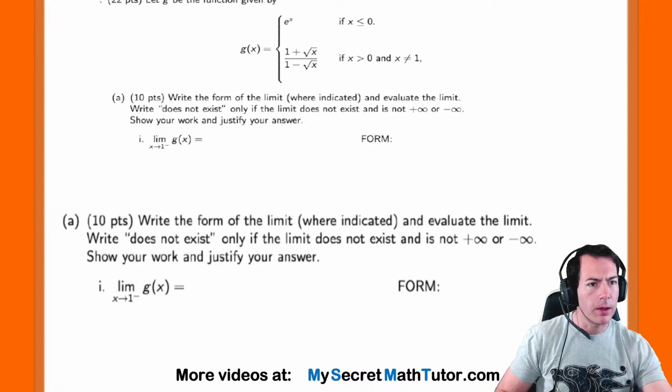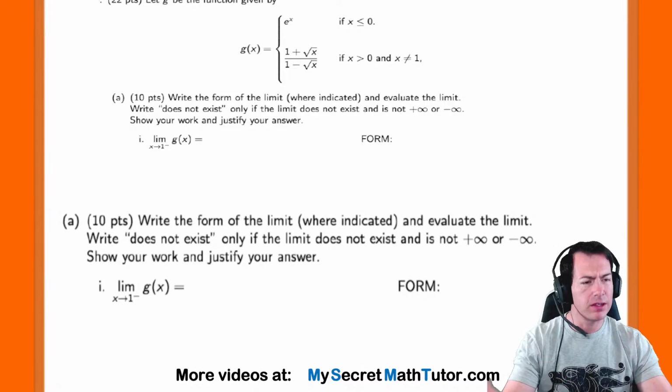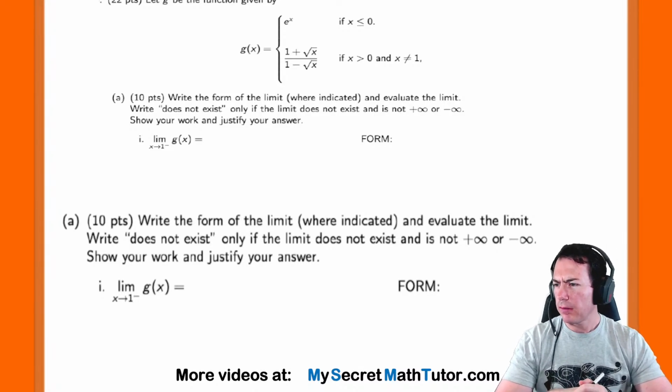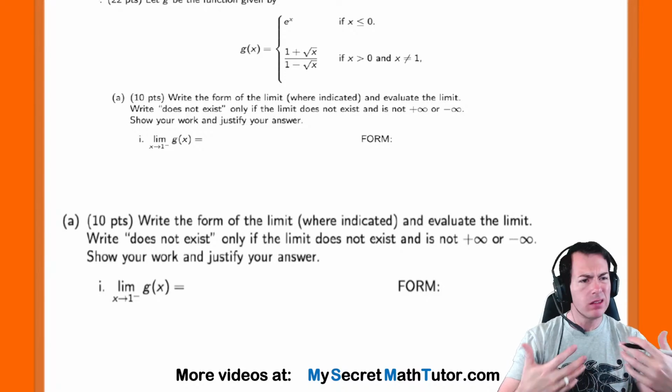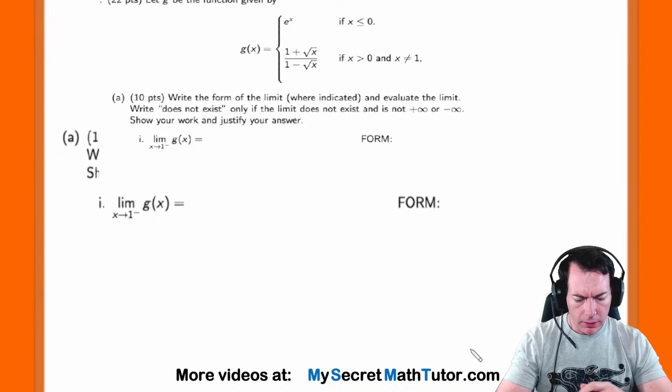There, that worked. Okay. So g is a piecewise function, and we're supposed to figure out stuff like various different limits. Okay, so I'm guessing when it says the form of the limit, we actually want to write the piece of the function that we're actually looking at for the limit. We can do that. All right, so let's do the first one.